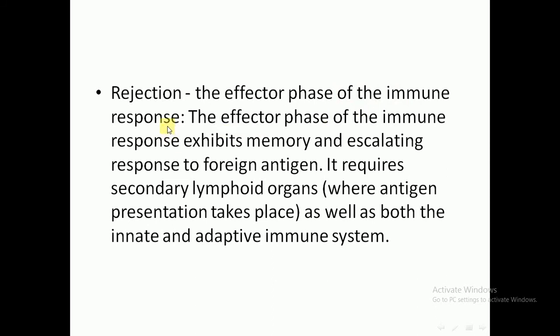All the previous explanation is the sensitization phase, and this is the second phase, which is the effector phase, which is the rejection. And the effector phase of the immune response exhibits memory and an escalating response to foreign antigen. It requires secondary lymphoid organs where antigen presentation takes place, as well as both the innate and the adaptive immune system.